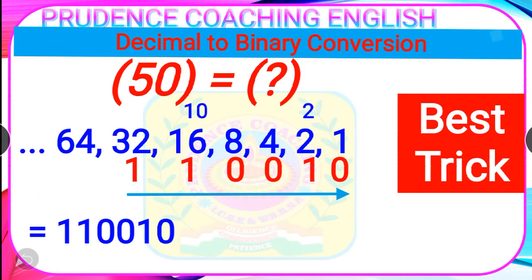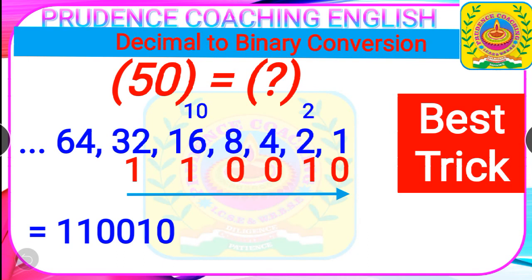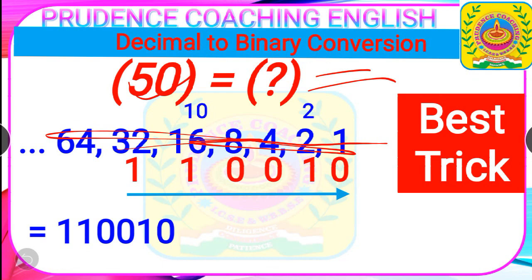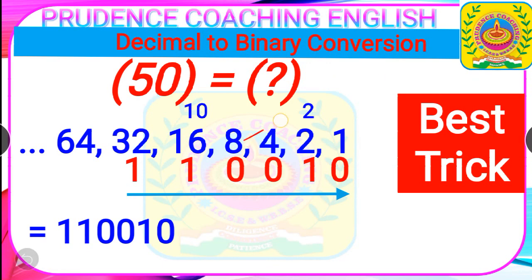Now we will be discussing decimal to binary conversion. Here students, you can see 50, the decimal number, must be converted into binary form. The process remains the same. So here we have to find those numbers which give the result of 50. That means students, first of all we have to write this series in the beginning: 1 2 4 8 16 32 64. We will write this in the beginning.